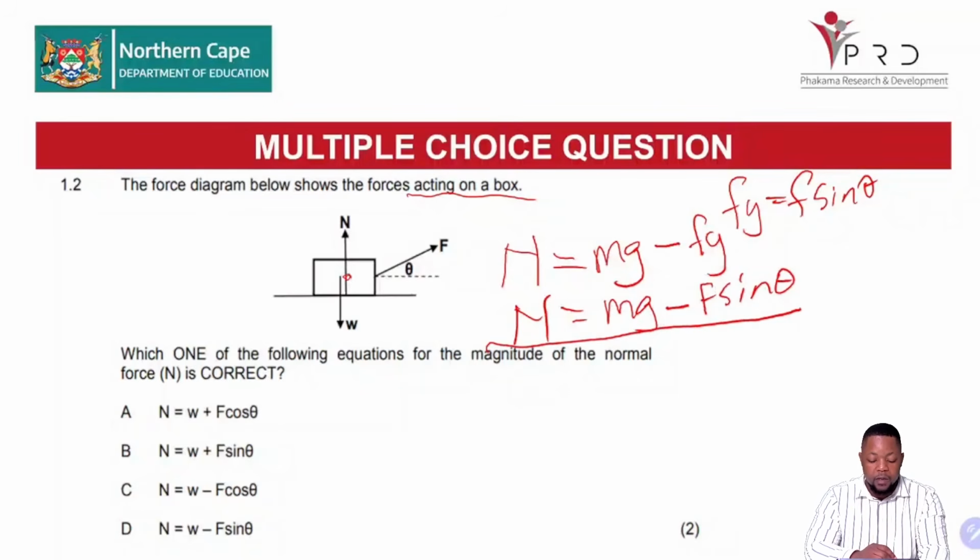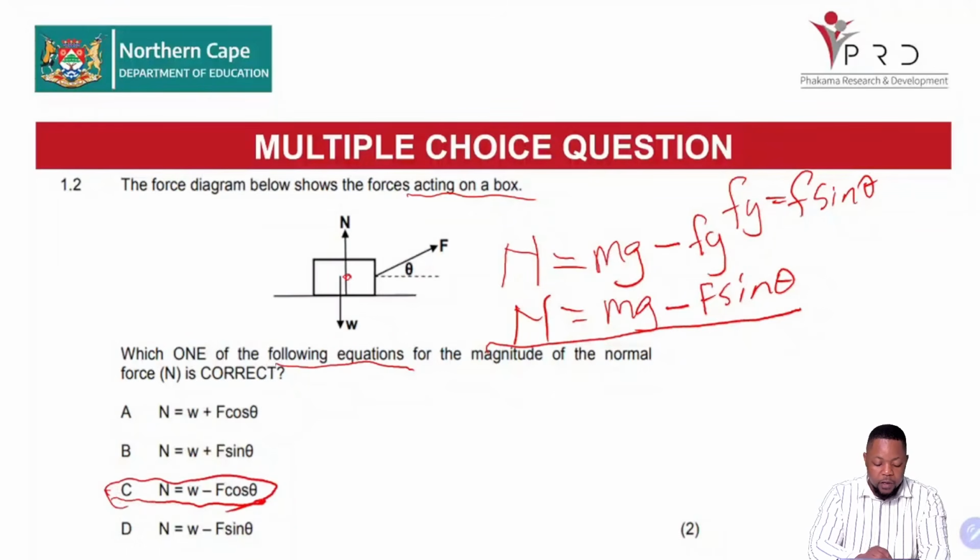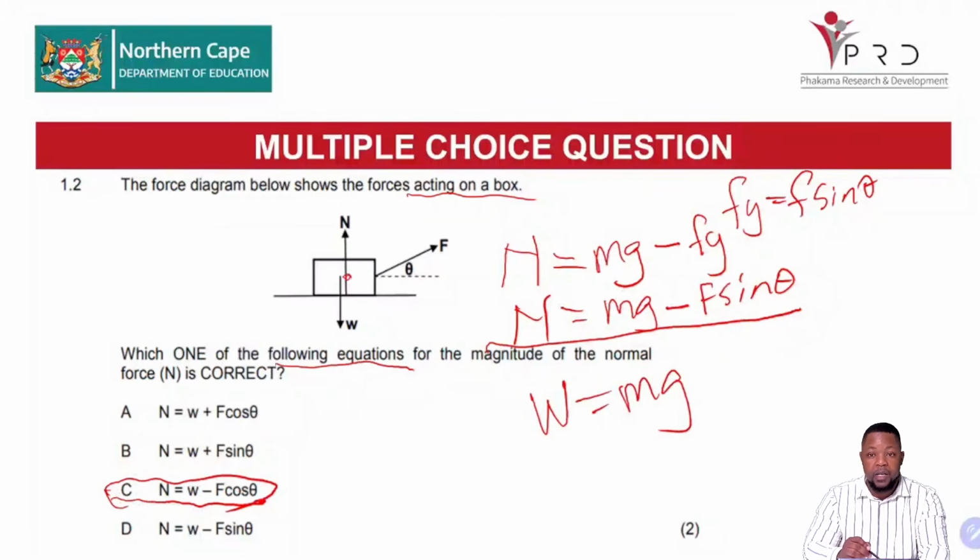Then you can therefore go and look at the options. Which one of the following equations for magnitude of the normal force is correct? So there is no need for you to guess. You just go straight to C as the correct answer. Remember, w is equal to mg. Use the data sheet at all times. The data sheet will help you to choose the correct formula, and eventually you'll be able to choose the best option from the 4 options which are given.